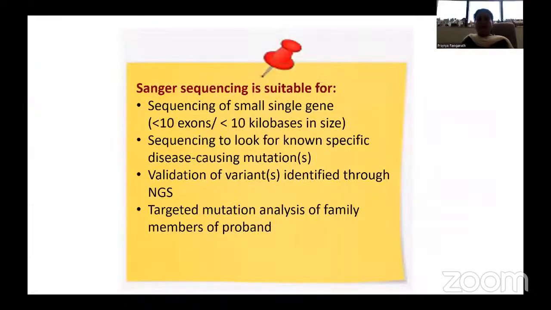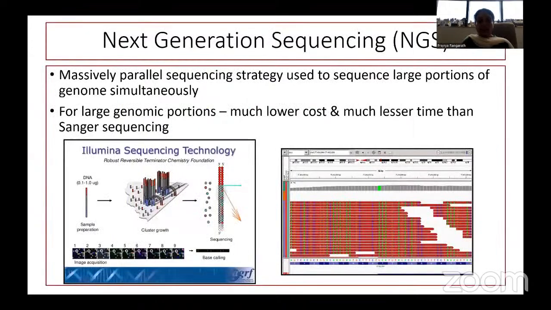So Sanger sequencing is suitable for sequencing of small single genes which are less than 10 exons in size to look for known specific disease-causing mutations, validation of variants which have been already identified through the NGS method, and also when you want to look for that particular variant which has been identified in the index case, the proband, in other family members, such as for carrier testing purposes, or for pre-symptomatic testing, or for prenatal genetic testing, then we can do targeted testing through Sanger sequencing for that particular variant alone in the family member.